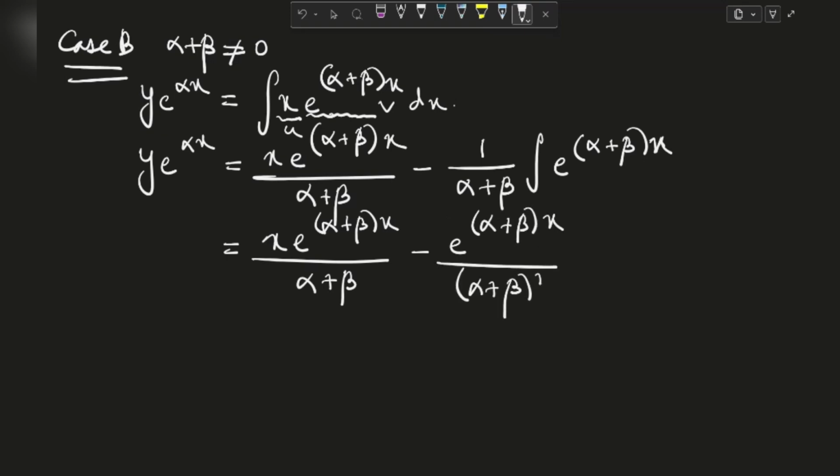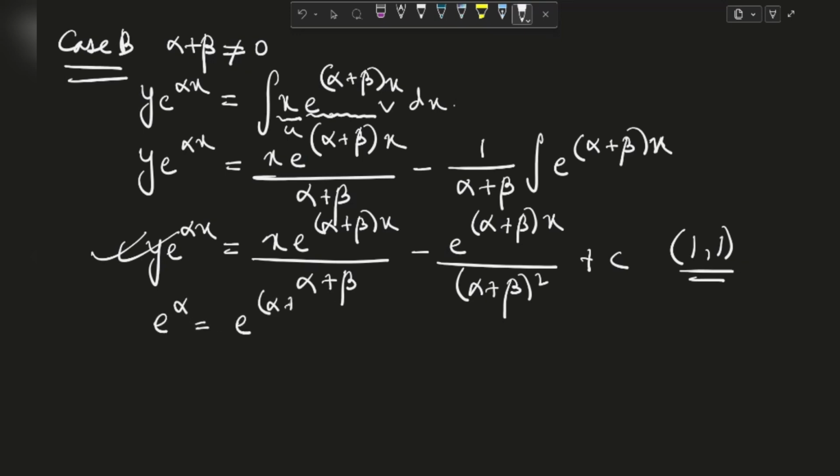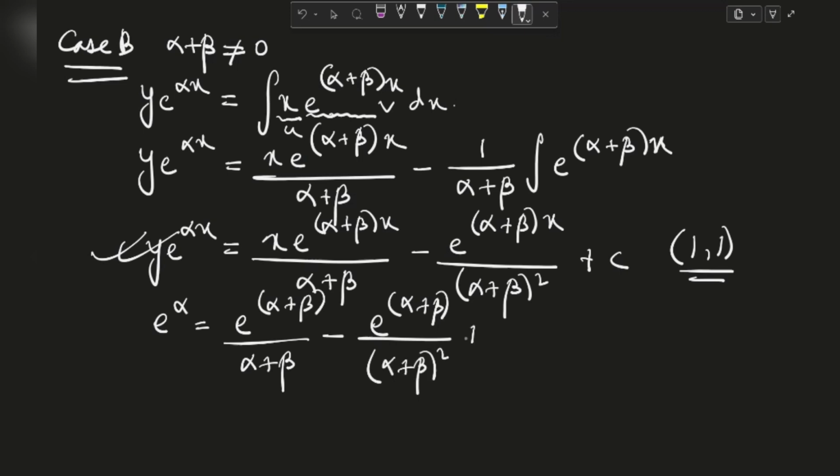whole square plus c, and here we have y e^(αx). So this is your equation. Pretty big equation, but nothing to do. So now if we have to put (1, 1) in this particular thing, we will have e^α equals e^(α+β) by (α+β) minus e^(α+β) divided by (α+β) whole square plus c.